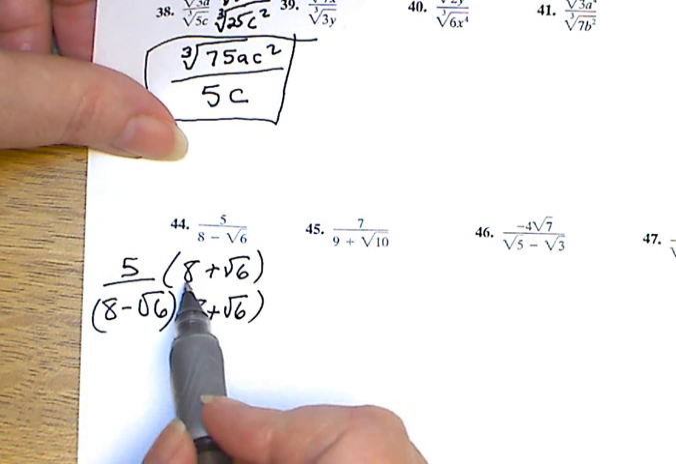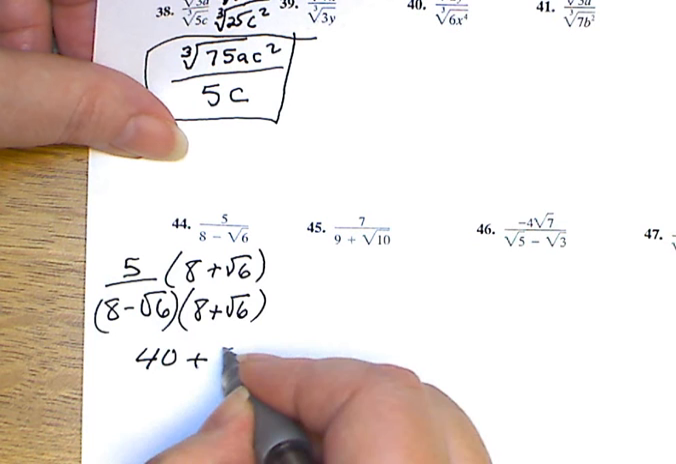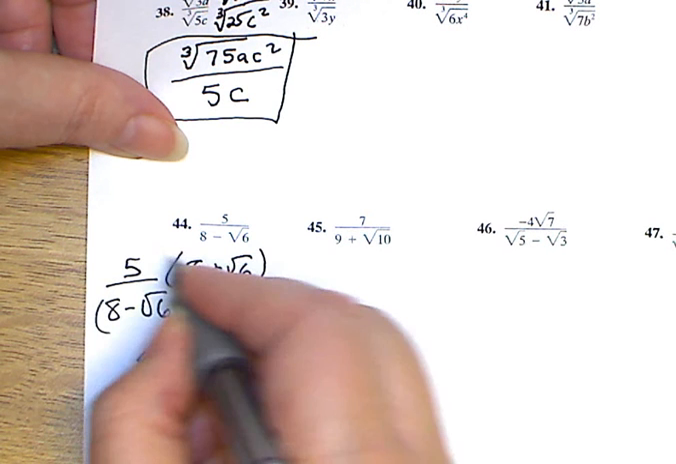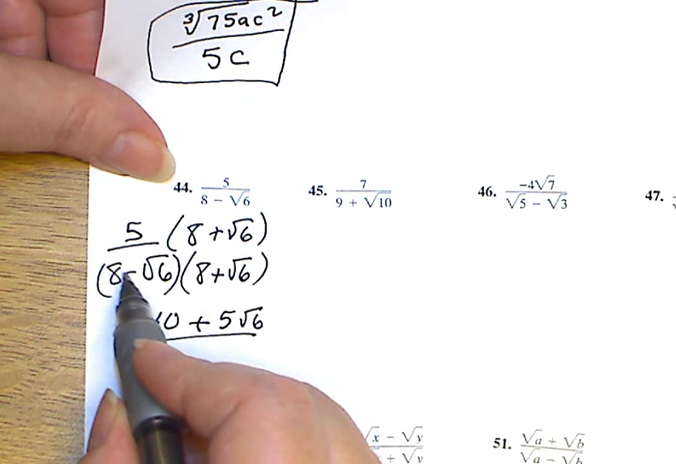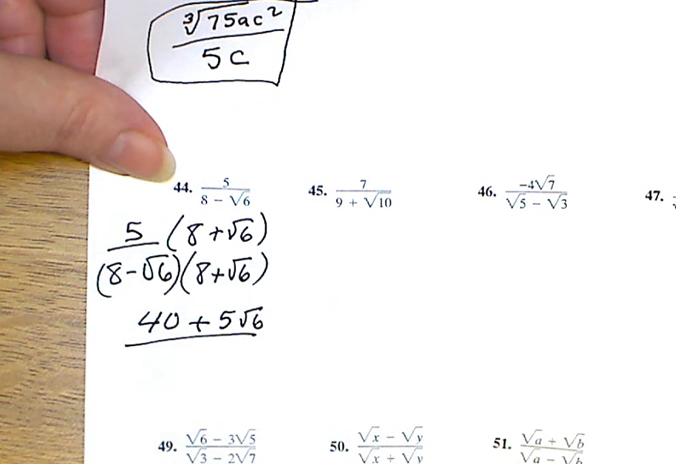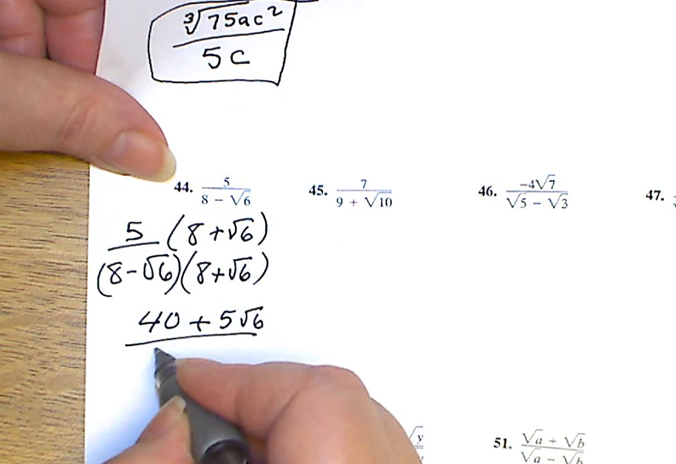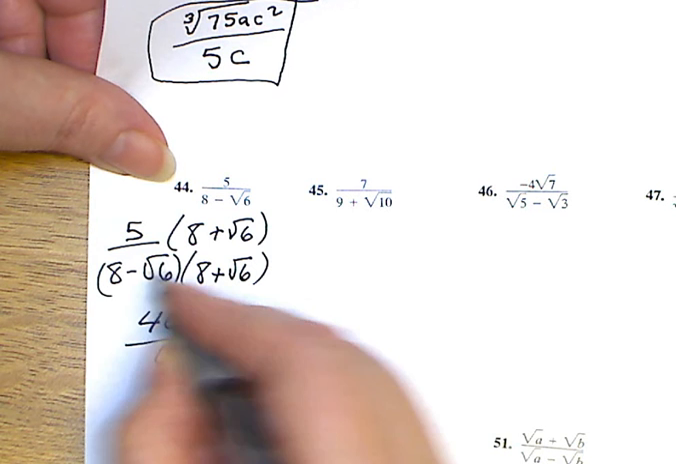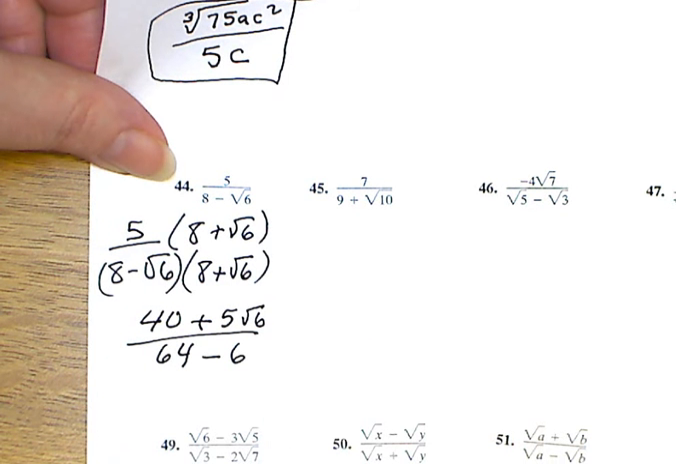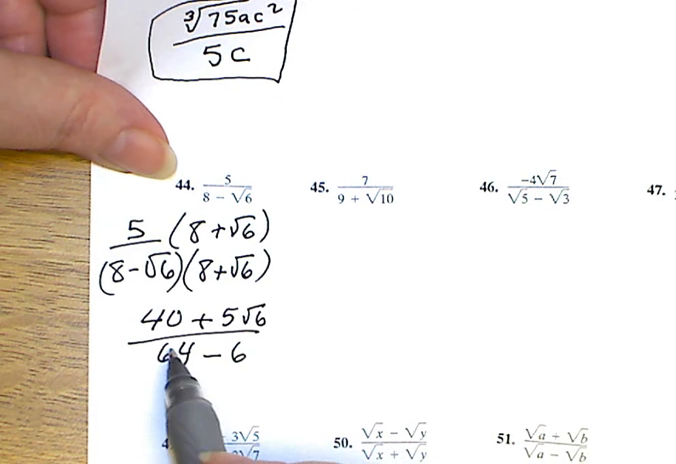5 times 8 gives me 40, plus my 5 square roots of 6 to distribute. On the bottom, because they're the same thing but opposite signs, we can just do first and last. So I have 8 times 8 gives me my 64 minus 6. Cleaning this up, I would have 58 on the bottom.